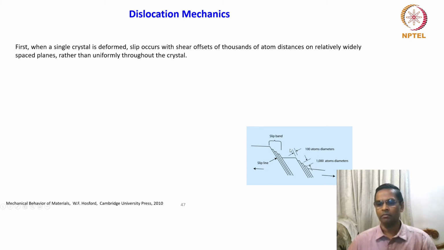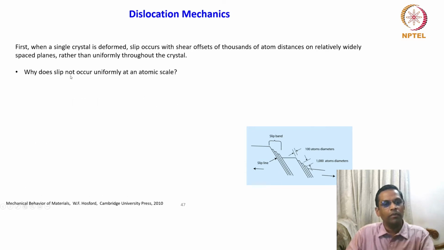Some approximate numbers are given. How many atoms will be involved in a step or bunch of steps? 100 atoms diameter, 1000 atoms diameter, and these steps together are called a slip band. We'll get into the details when we start discussing plastic deformation. But here we are bringing the context because we are looking at dislocation mechanics.